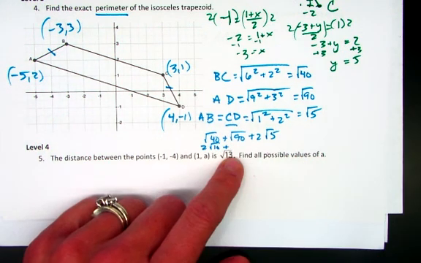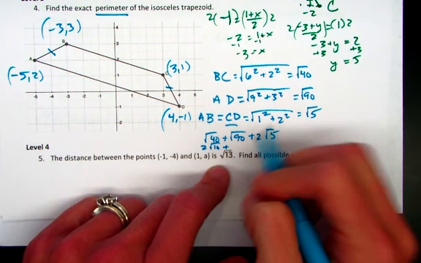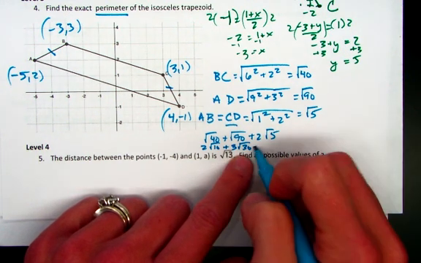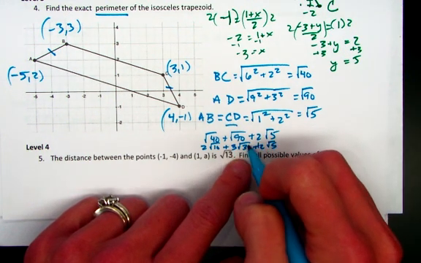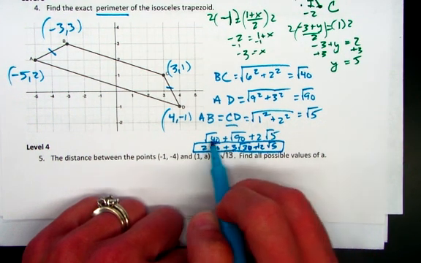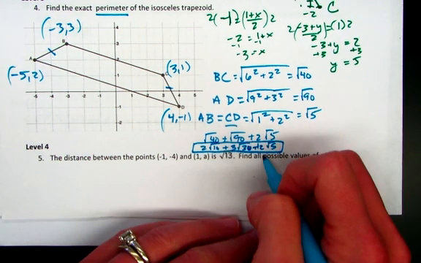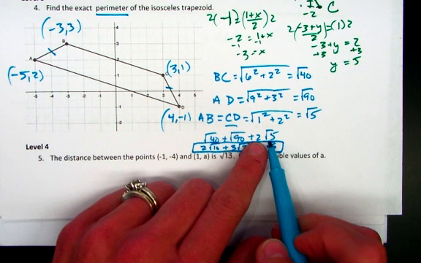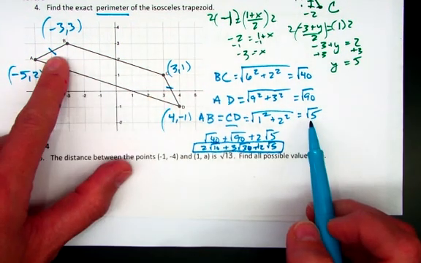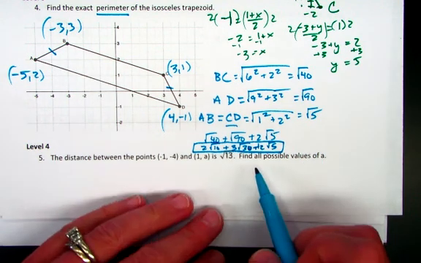Can I pull anything out of 30? 3 root 30. I think that's it. Plus 2 root 5. So this is actually as much as you can simplify it using an exact value. And again, the reason why this is 2 root 5 is because this side is root 5 and this side is root 5. So we have twice as much.